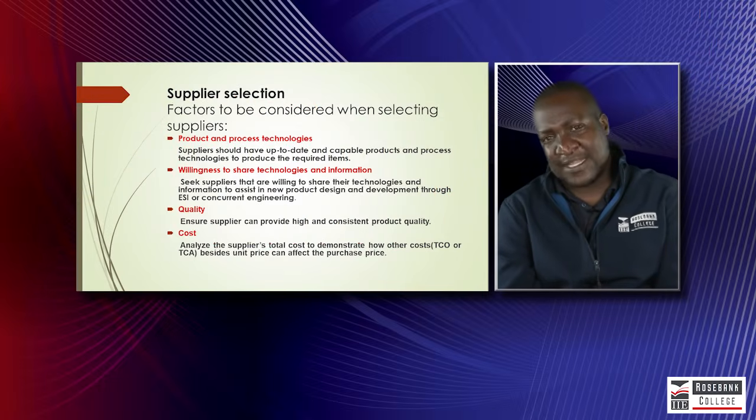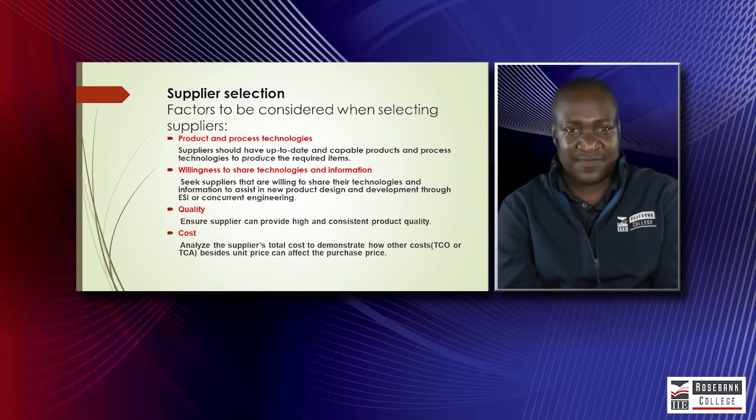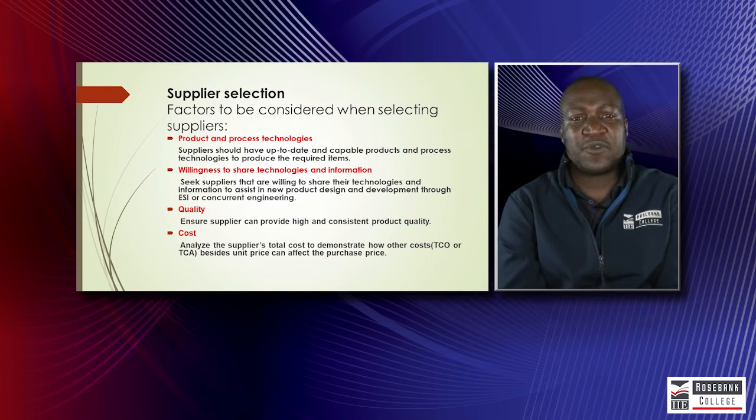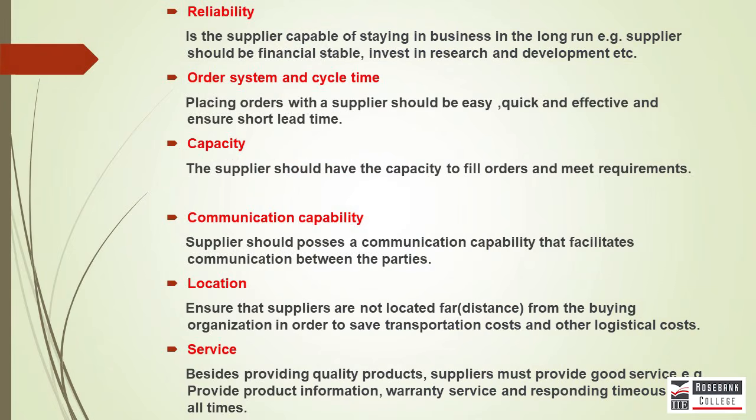So what are the factors that we consider when selecting suppliers under outsourcing or under sourcing? The first one is product and process technologies. Is the organization willing to share information and technologies? Quality issues, cost-related issues, reliability of that organization, order system and cycle time, capacity, communication capabilities, location, of course, and service.